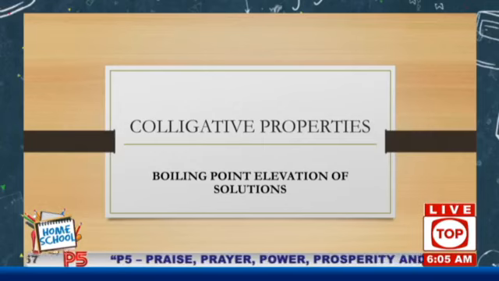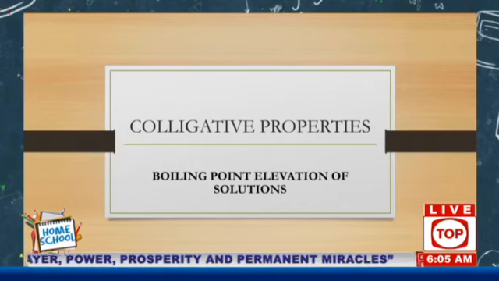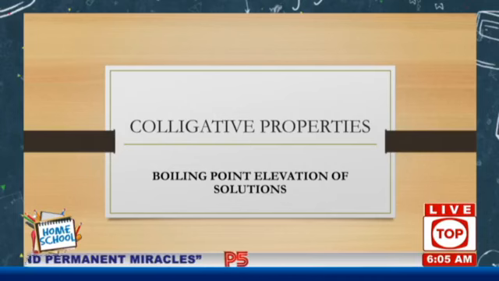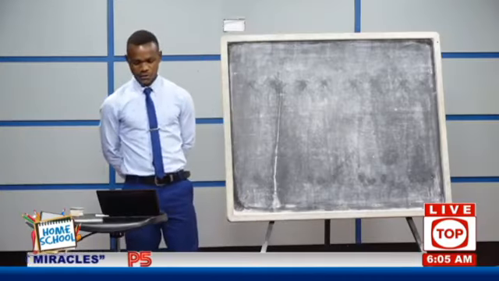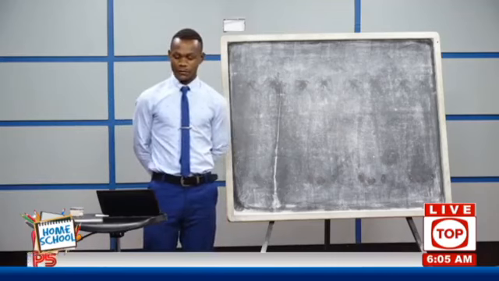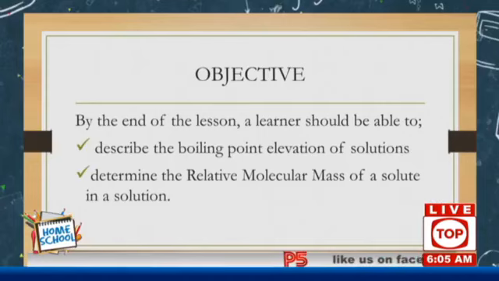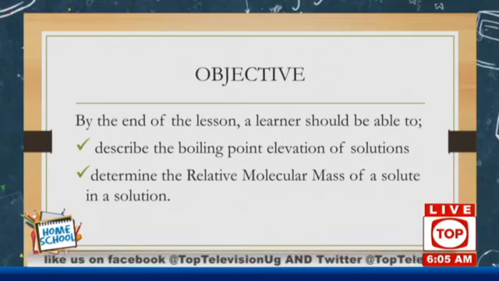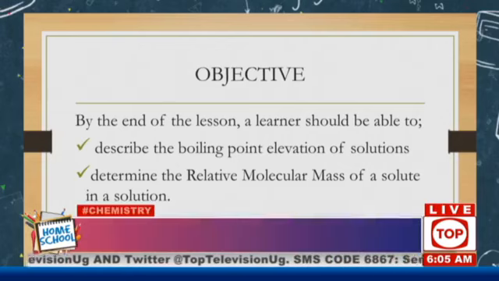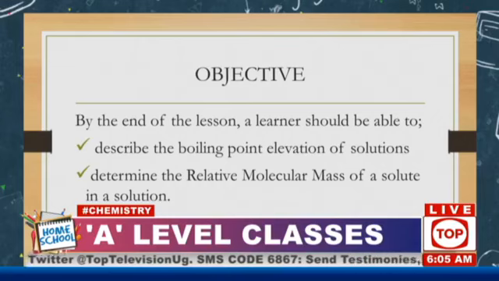So what do we need to achieve in today's lesson? Slide 7. By the time this lesson ends, I want every student to make sure that you are able to describe the boiling point elevation of solutions. You are able to determine the relative molecular mass of a solute in a solution. Okay? If you are able to do that, then we shall end that day.